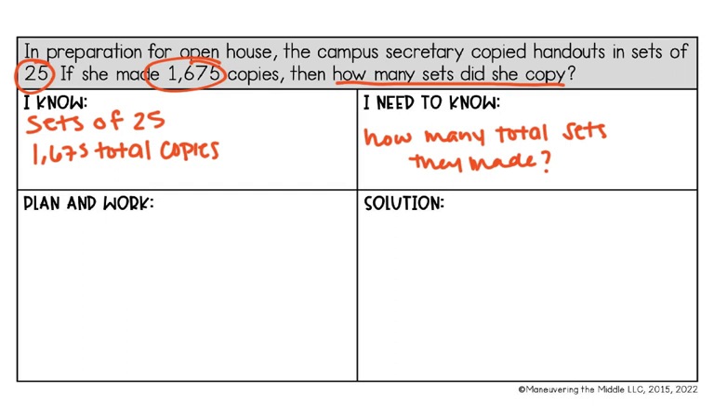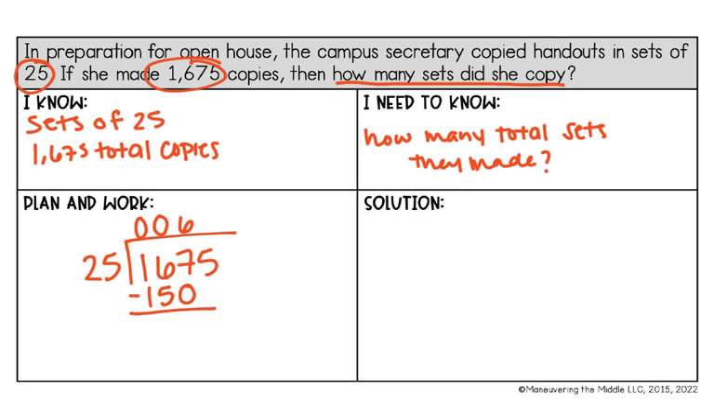So now I'm going to go ahead and solve this problem. So I'm going to put 25 on the outside and 1,675 on the inside. So 25 cannot go into 1, so I'm going to put a 0. 25 cannot go into 16, so I'm going to put a 0. 25 can go into 167 6 times. 6 times 25 is 150, and now I'm going to go ahead and subtract. 7 minus 0 is 7. 6 minus 5 is 1. 1 minus 1 is 0.